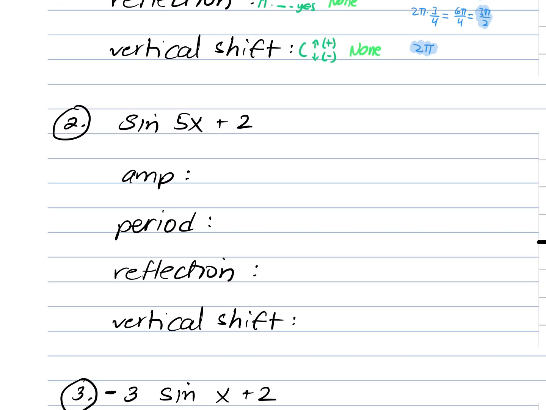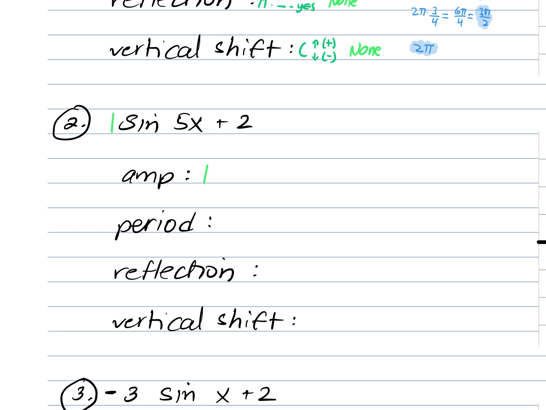I want to first answer these questions: the amplitude, period, reflection, and shift. All right, so amplitude, do we have a number in front of our sine or cosine function? Right, this is a sine function. I don't see a number in front. You assume it's 1. Absolute value of 1 is just 1. Right, so that means at its highest, it's going to go 1 unit. At its lowest, it's going to go 1 unit.